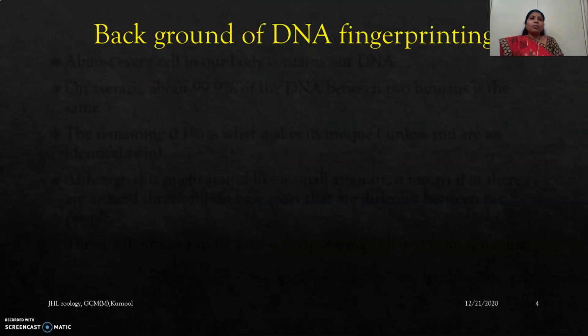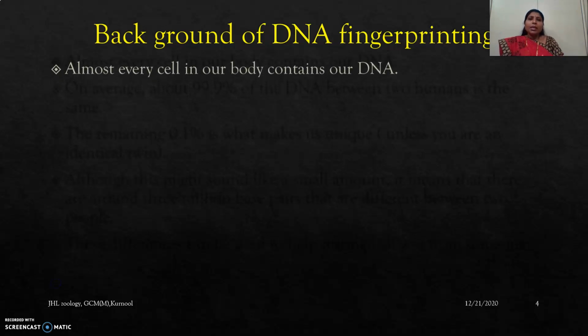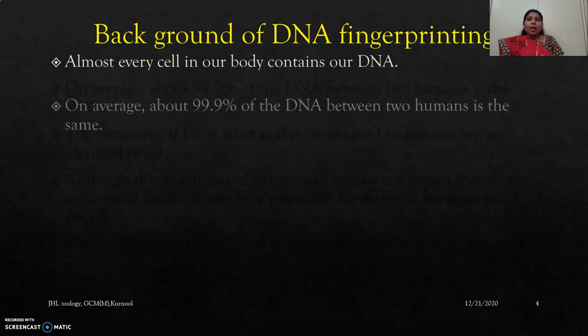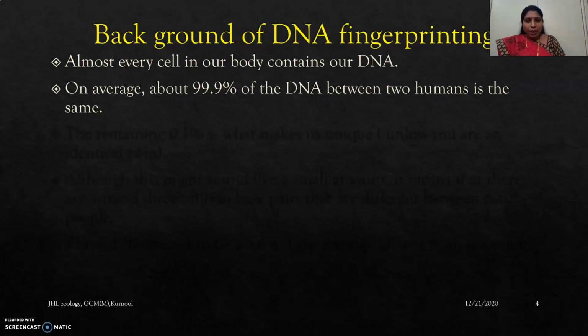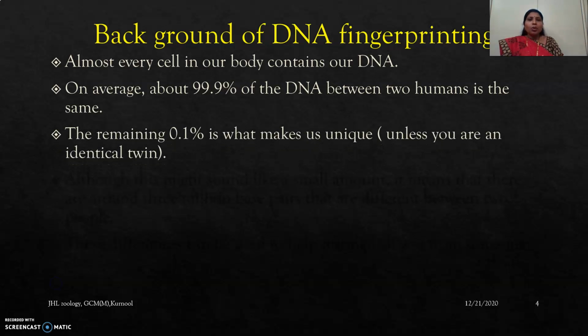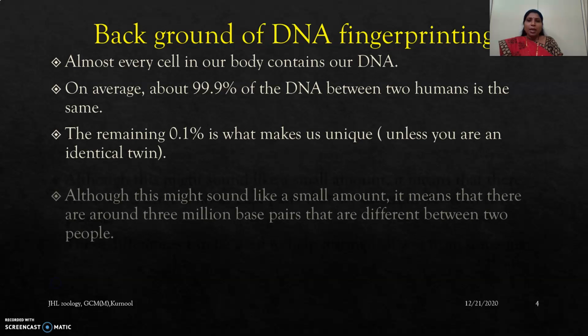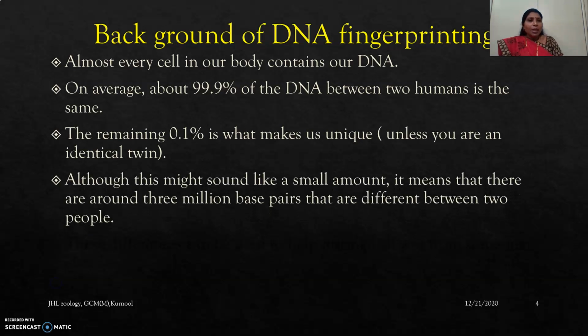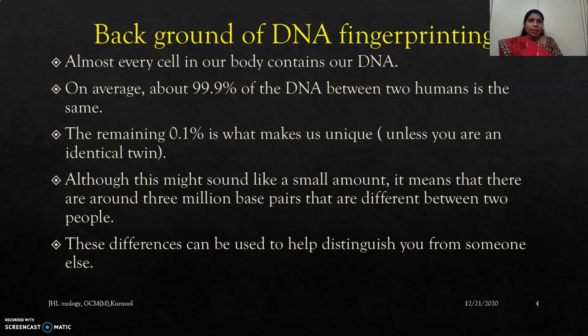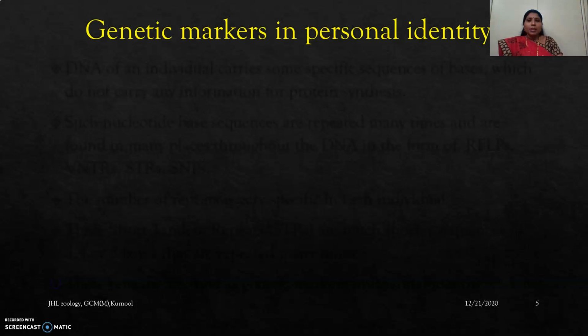Now let us see the background of DNA fingerprinting. Almost every cell in our body contains our DNA. On average, about 99% of the DNA between two human beings is the same. The remaining 0.1% is what makes us unique, except identical twins, who have the same DNA pattern. Although this might sound like a small amount, it means that there are about 3 million base pairs that are different between two individuals. These differences can be used to help distinguish you from other persons.